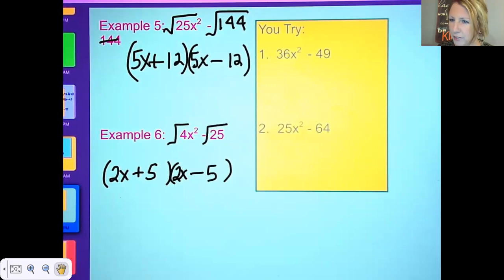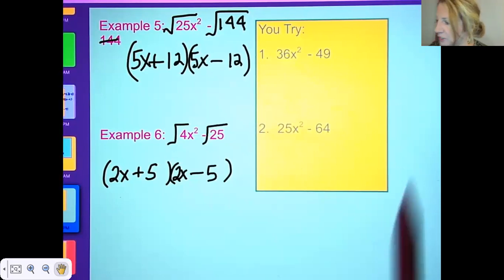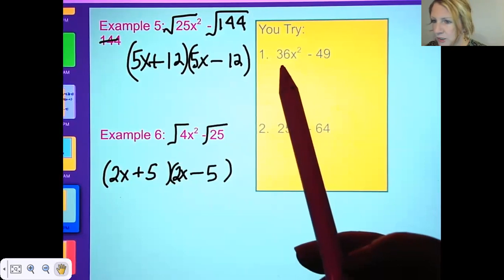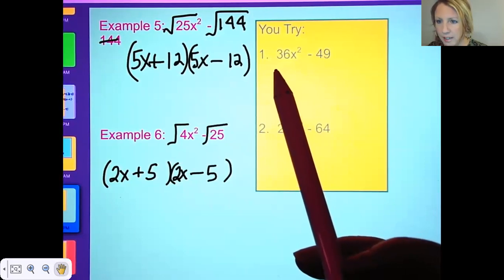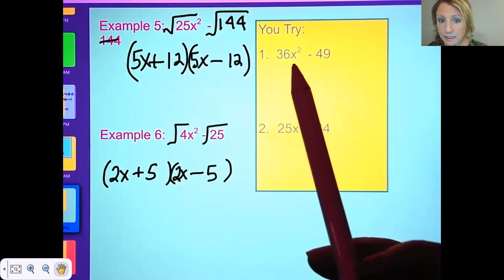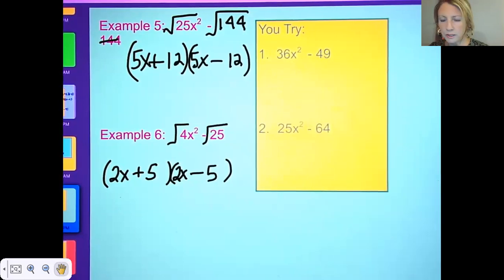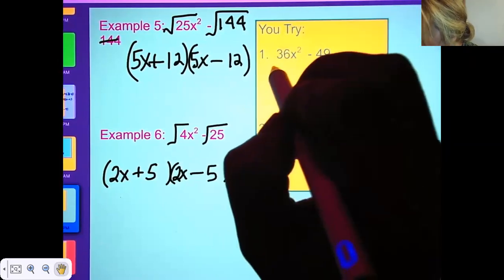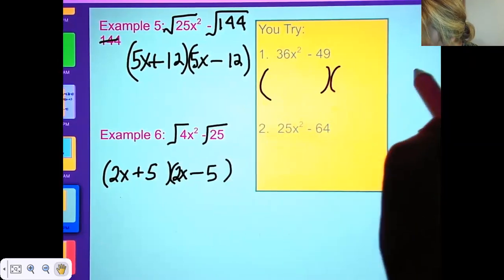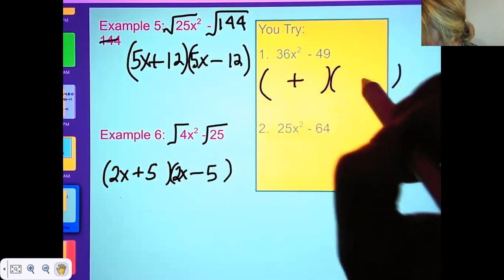So again, check for that difference. Make sure you have subtraction, and we do. Is 36 a perfect square? Yes. 6 times 6 is 36. Is x squared a perfect square? Yes. And 49 is also a perfect square. We can multiply 7 times 7. Okay, so go ahead and create your 2 binomials. One should be plus, one should be minus.